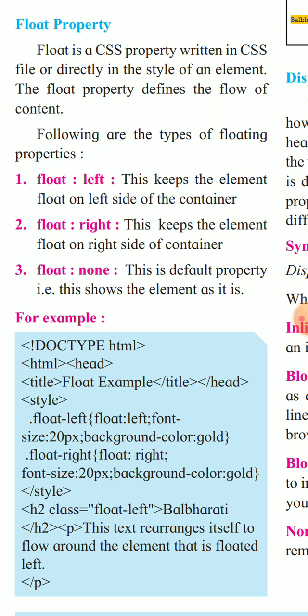Float property means what? It is used to set the element on the container. To set the element on the container means on which side the elements are to be set. It is decided with the float property, means on left or right or default of the container.